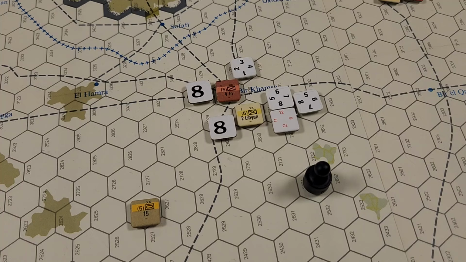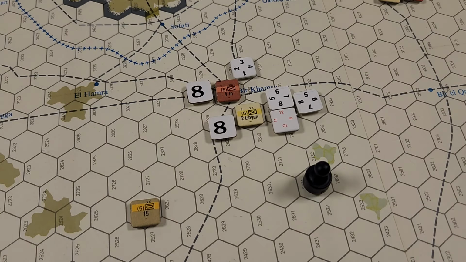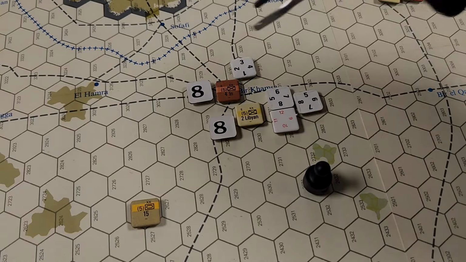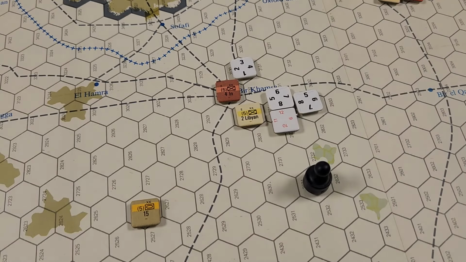We get to pin. So they're going to pin 1 battalion. They roll a 12 as nothing. So the Italians get to pin a battalion. 4th Indian, their battalion's pinned. Okay. Pin.